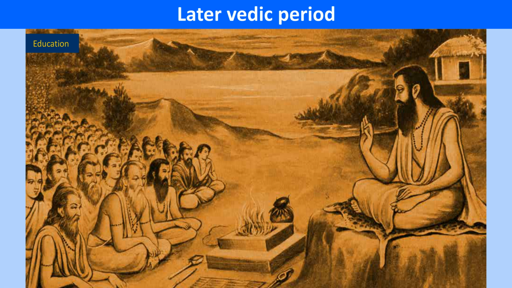The men wore a long and loose, unstitched garment. Women wore necklaces, bangles, bracelets, earrings and waistbands. The women combed their hair. Men also adorned themselves with ornaments like armlets and finger rings.